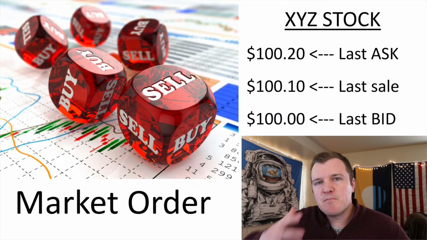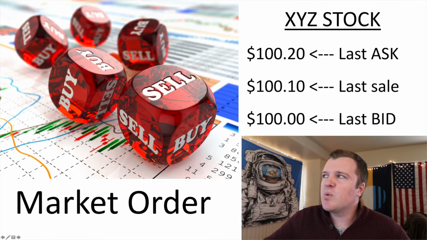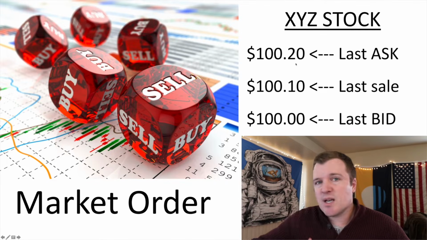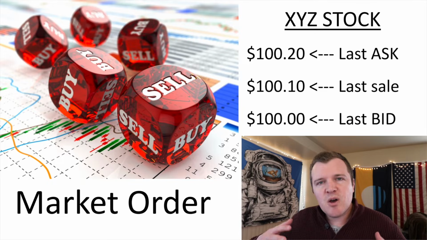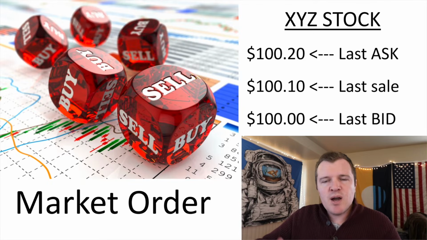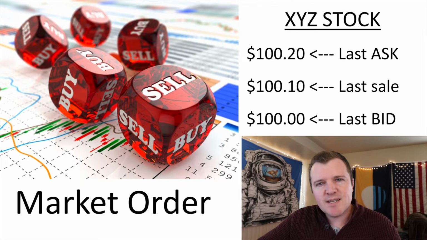So if you're looking to buy, you might end up going to what the lowest seller is asking, $100.20. Or if you're willing to sell right now, you might go down to what the highest buyer is bidding, which would be $100. The great thing about market orders is it gets you in or out of the stock pretty much instantaneously. There's like a small, less than a second delay.